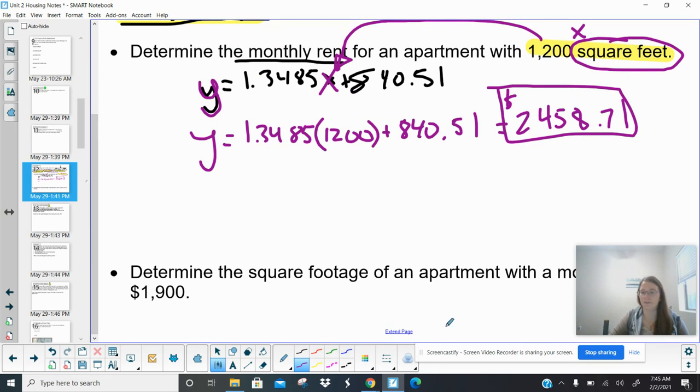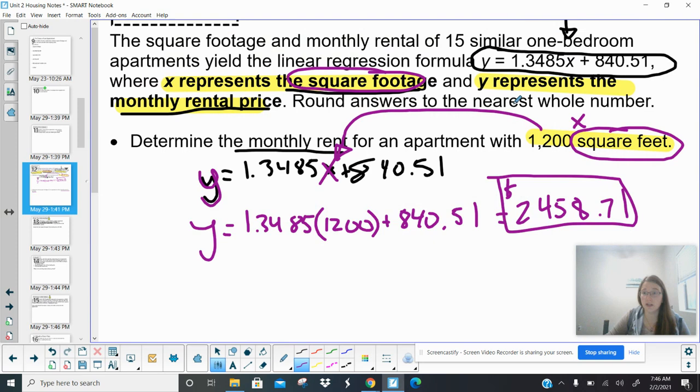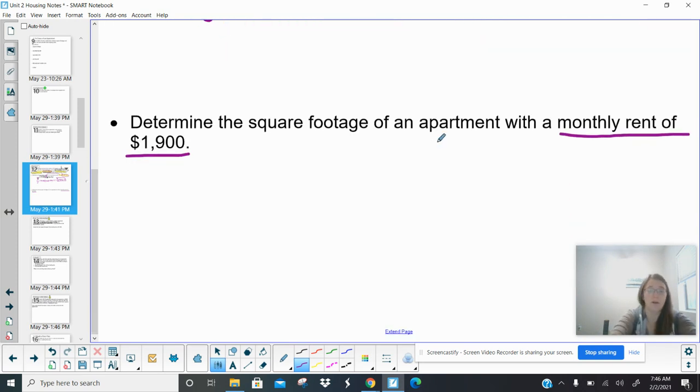It's just an estimation. Let's try it again here. Now it says determine the square footage of an apartment with a monthly rent. So here's what you want to focus on. What's the number you're given? We're still going to use this same equation. I'm going to go ahead and copy it one more time.